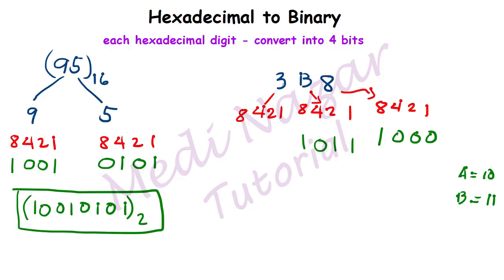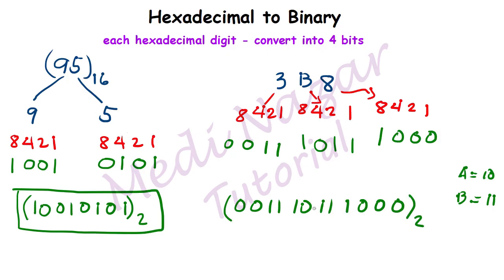And then for digit 3, we have 2 and 1. 8 and 4 positions will be zeros, and then we'll have 1, 1 for this position and for this position. We will just put this together and we'll have 0, 0, 1, 1, 1, 0, 1, 1, 1, 0, 0, 0. And there you go. We have the binary equivalent of 3B8. So this is the binary equivalent of 3B8.